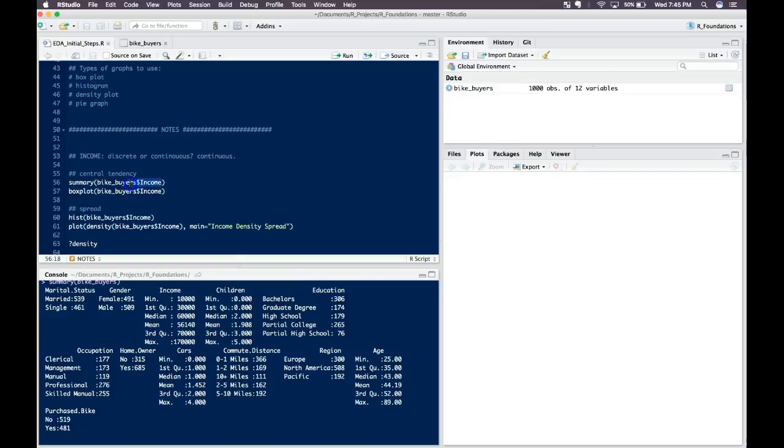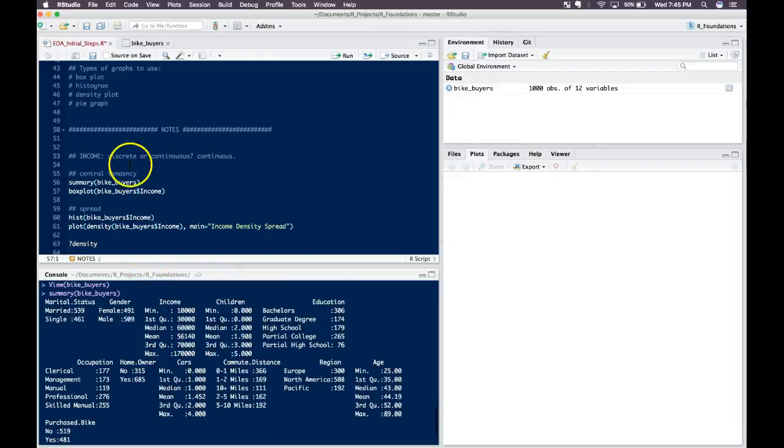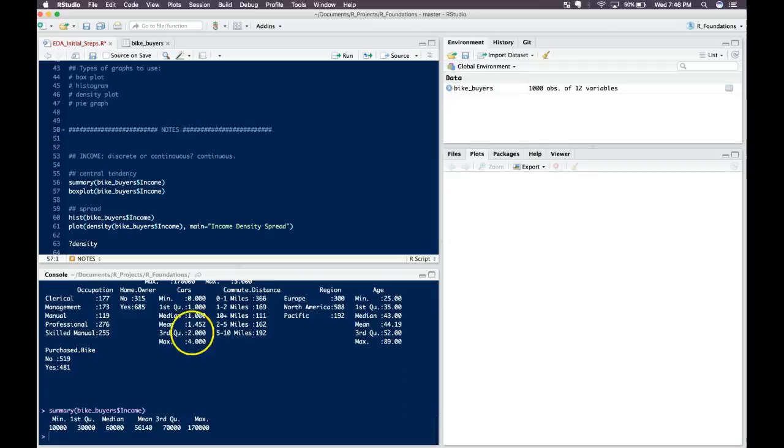Before, we were just using bike buyers, looking at the whole thing. If you want to narrow down what you're looking at, then just use the $ sign and it'll give you access to the columns. You can either select with your mouse here, or you can type income. Or even better, you can start to type, and then it highlights it, and you can press tab, and it finishes it for you. It's the lazy man's programming. So let's go ahead and run that.